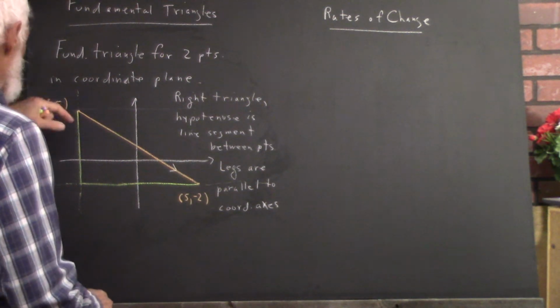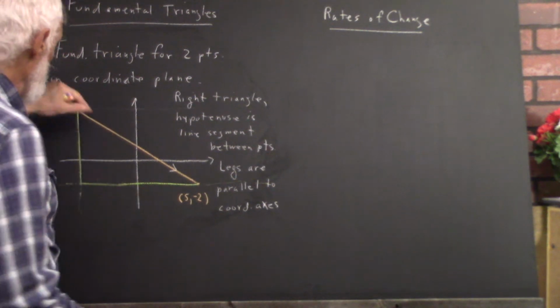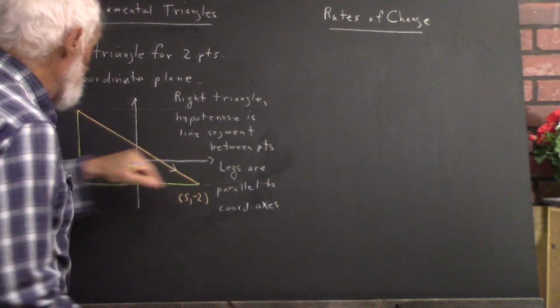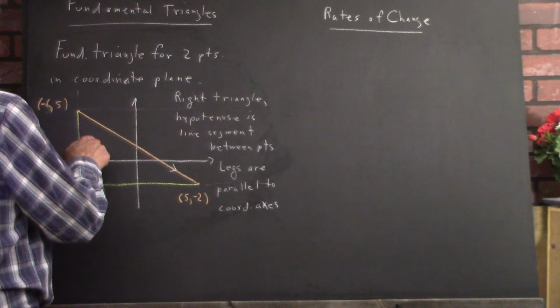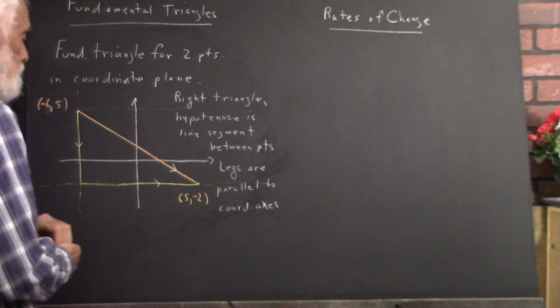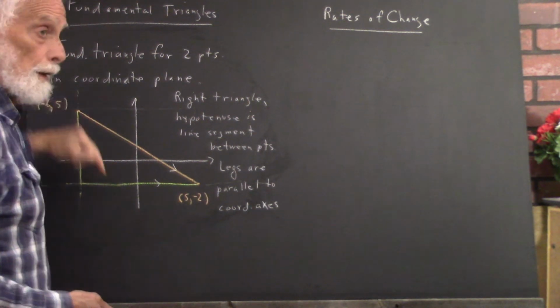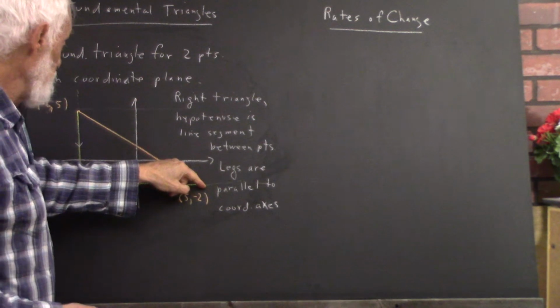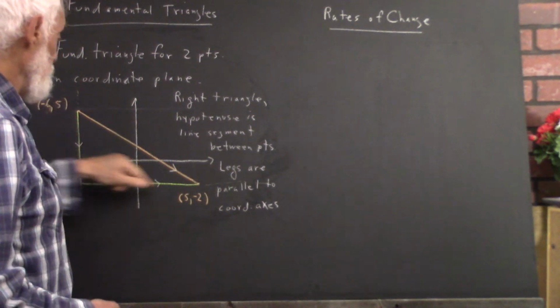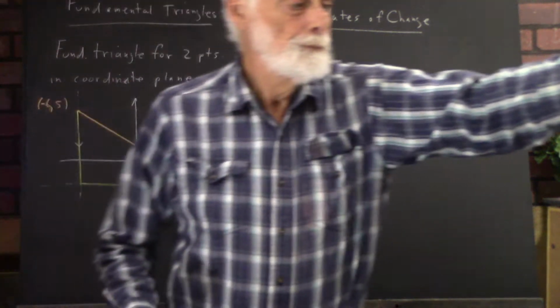Now I'm going to draw corresponding arrows along these two legs that also get us from this point to this point. I'll draw an arrow here, draw an arrow here. Whether we start at this point, it doesn't matter whether we go to this point directly by the hypotenuse or along the legs. I get from this point to this point.